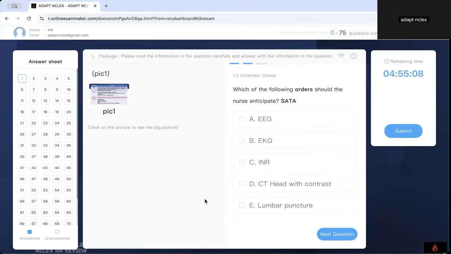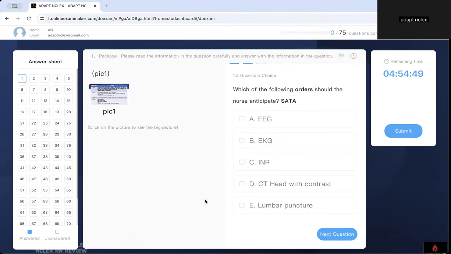Now, if you have a stroke, what are we going to do? Which of the following orders should the nurse anticipate? Think about it. Stroke, we got to do what? Work fast, fast, and fast as much as possible. EEG, what do you think? Put down your answer. Let me know if this patient needed EEG.